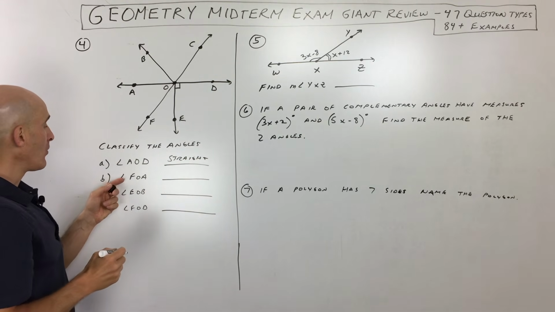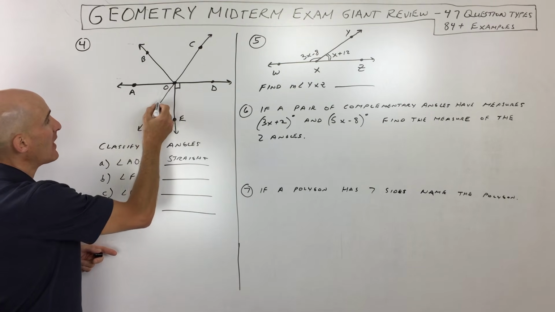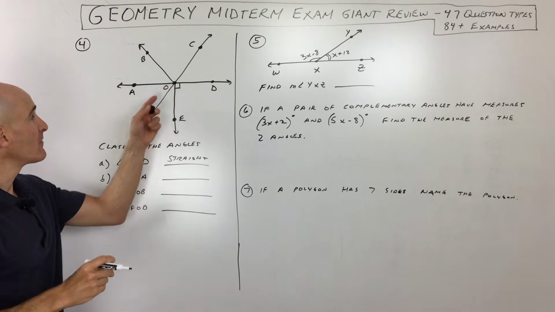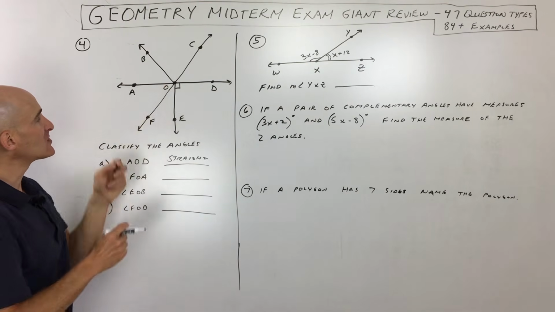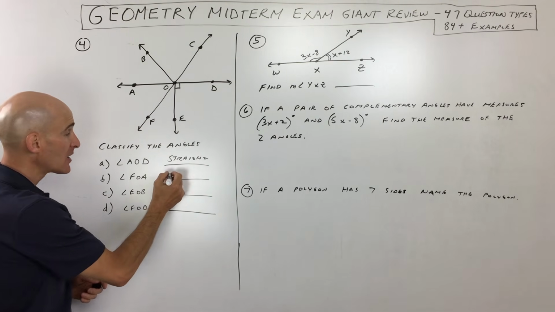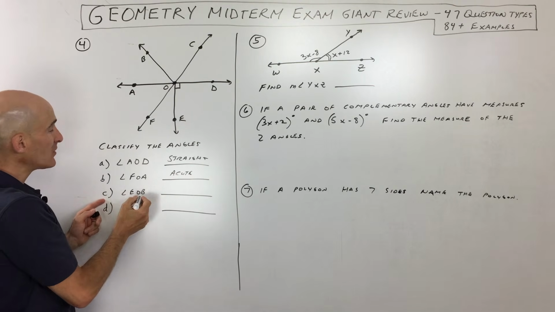Okay. Now letter B says angle FOA. So let's trace that out. So F to O to A. Now remember again, that little middle letter is the hinge. That's the vertex of the angle. But notice that that angle is less than 90 degrees. So we call that an acute angle, right? Acute.